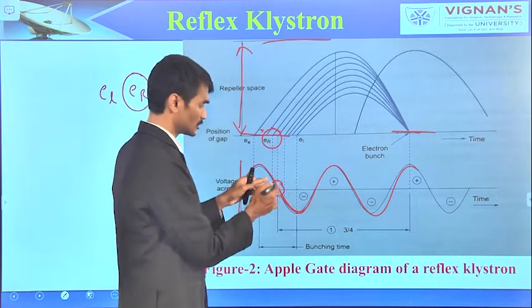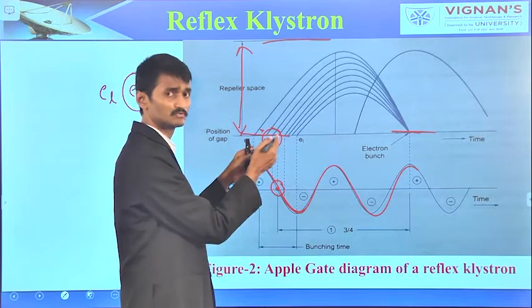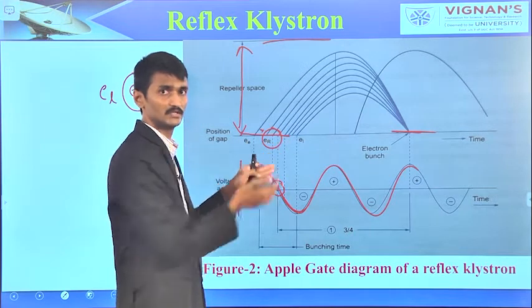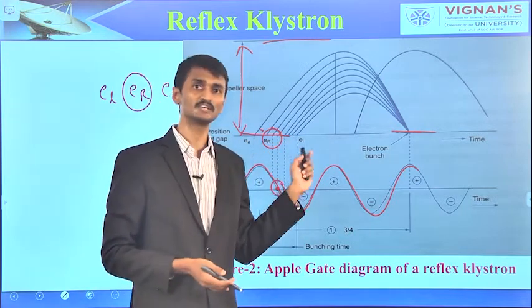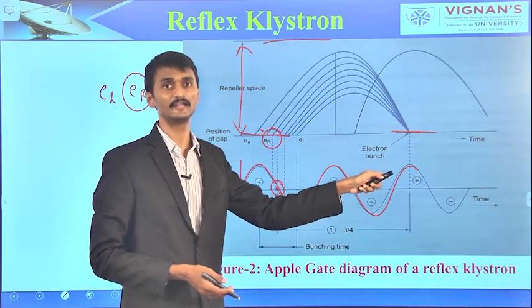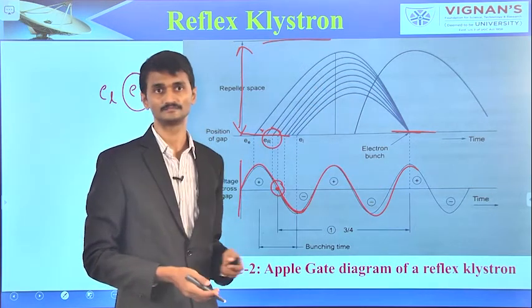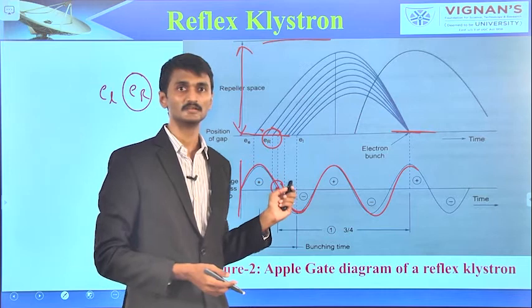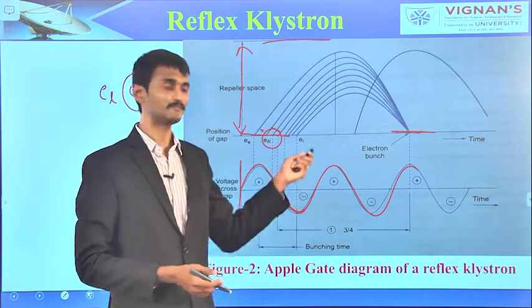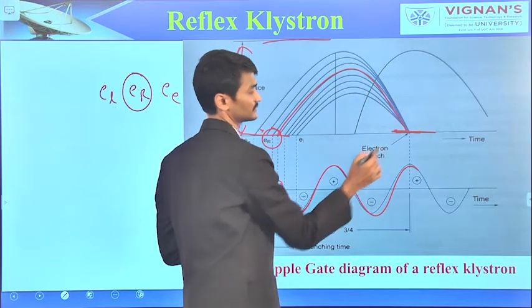Because there is no positive and no negative voltage, it is 0, so no force will act on that reference electron. So it moves towards the repeller and gets reflected by the negative voltage on the repeller. It returns and passes through the gap for the second time. This is right.